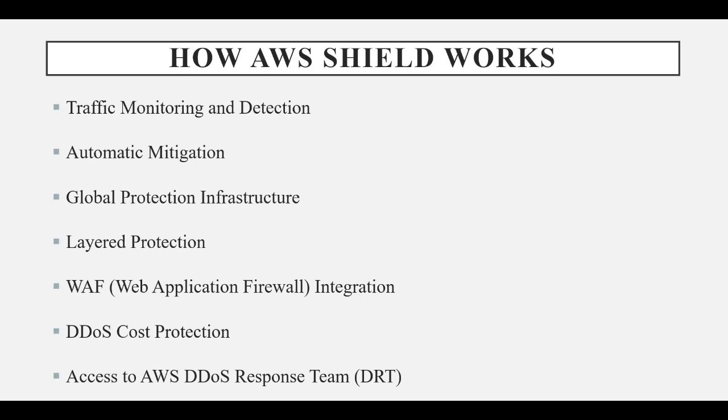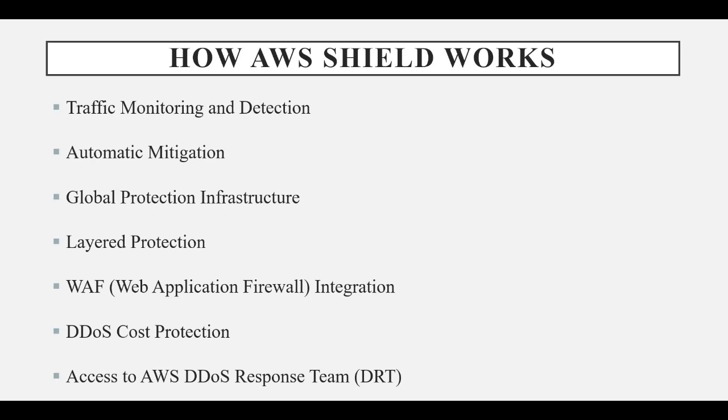The next is automatic mitigation. AWS Shield Standard automatically detects and mitigates the most common, smaller DDoS attacks. The Advanced tier offers additional DDoS mitigation measures, including protection against more sophisticated attacks or large volume attacks, with custom mitigation techniques along with 24/7 access to the AWS DDoS response team.